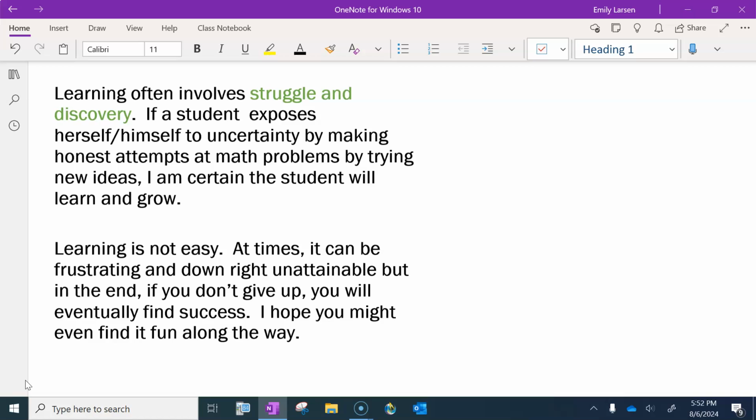Learning often involves struggle and discovery. It's important that students are making mistakes. That way they can engage in correction. If a student exposes themselves to uncertainty by making honest attempts at math problems, by trying new ideas, I am certain the student will learn and grow. Learning is not always easy. At times it can be frustrating and downright unattainable, but in the end, if you don't give up, you will eventually find success. I hope you might even find it fun along the way.